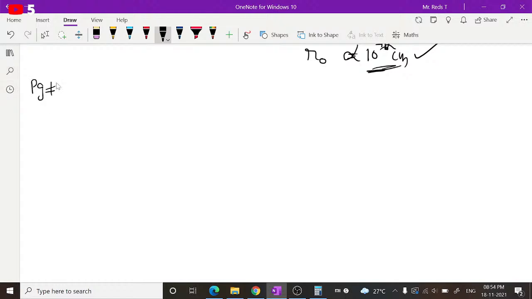Yes, ma'am. Page number 224, question number 12. So the question is, find the frequency of revolution of the electron in the first stationary orbit of hydrogen atom. Find the frequency of revolution of electron in the first stationary orbit of hydrogen atom.